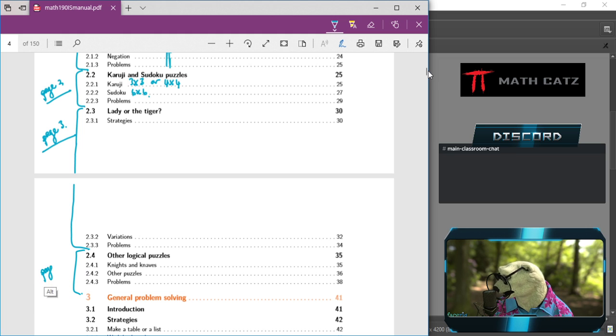Then other logical puzzles. That would be page 4. Could be knights and knaves, could be something with house colors maybe. But regardless of what it is, even if it sounds on the surface very different, it's always going to be a strategy that you've seen before, or a strategy that is very close to what you've seen before. If you have worked through all the exercises and problems in 2.4, the strategy is not going to be anything fundamentally different.